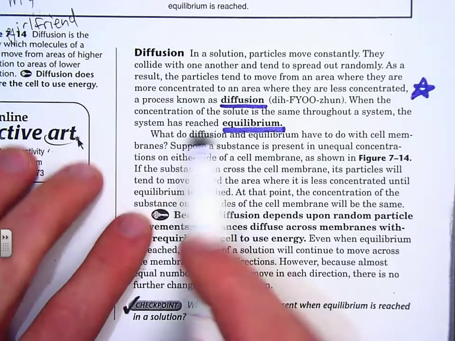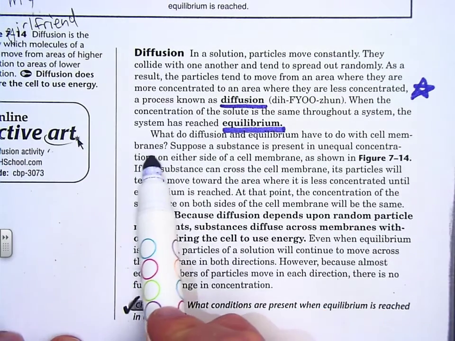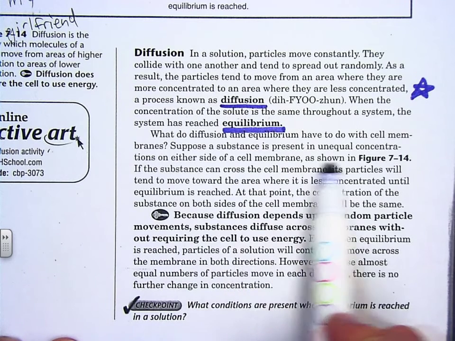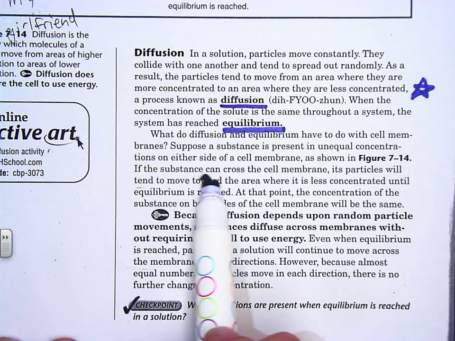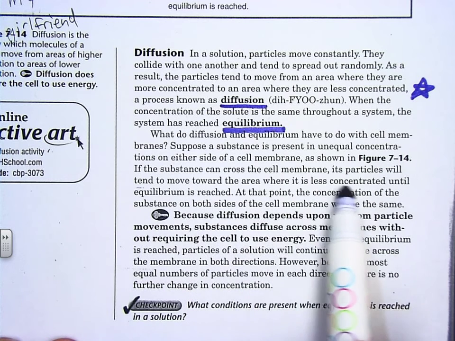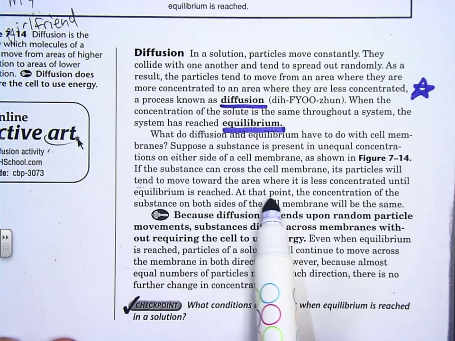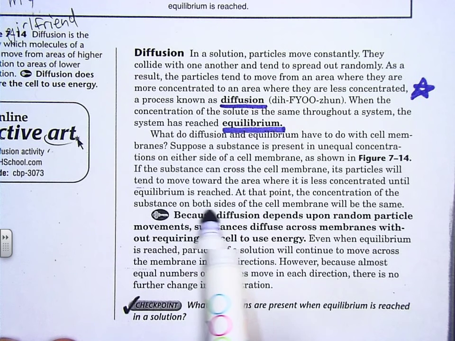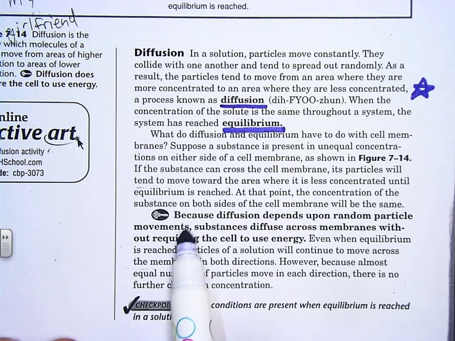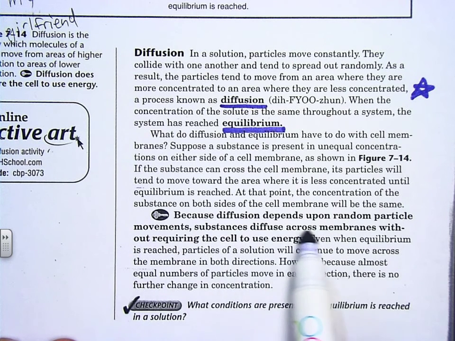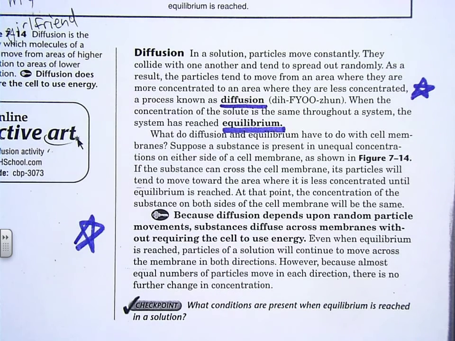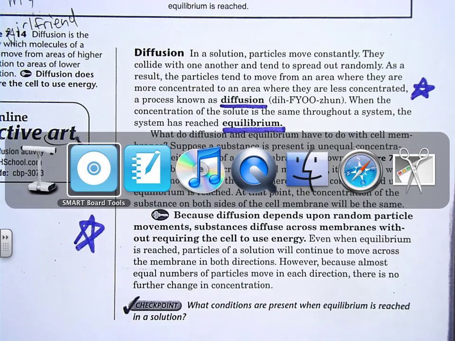Okay, so what do diffusion and equilibrium have to do with cell membranes? Suppose a substance is present in unequal concentrations on either side of the cell membrane, as shown in figure 7-14. If the substance can cross the cell membrane, its particles will tend to move towards the area where it is less concentrated until equilibrium is reached. At that point, the concentration of the substance on both sides of the cell will be the same. Key point: because diffusion depends on random particle movements, substances diffuse across membranes without requiring the cell to use energy. So in diffusion, there is no need for energy.